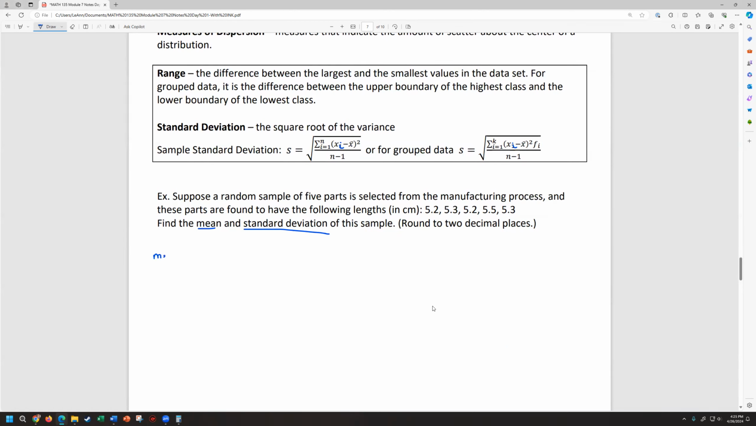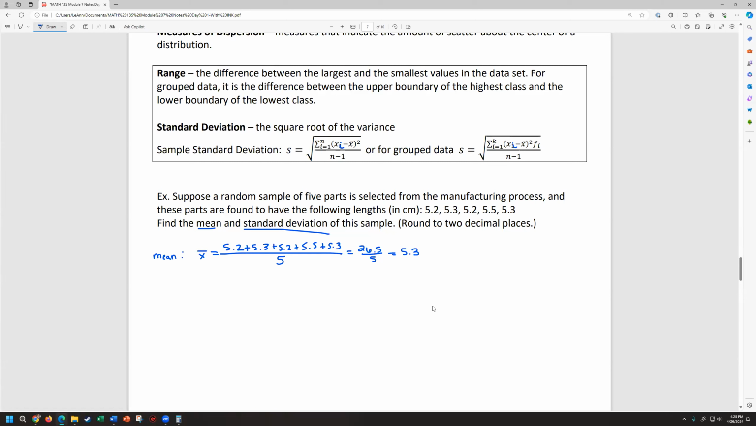So when we find the mean, we do it just like we did in 10.1 and 10.2. Since this is just a list of data, we're going to say that X bar equals, we add all the items together. So sorry, my pen's not behaving the best. 5.2 plus 5.3 plus 5.2 plus 5.5 plus 5.3. We had 5 items, so we divide by 5. And that gives me 26.5 over 5, which equals 5.3. Okay, so that's our average.